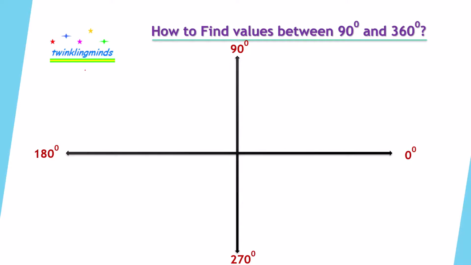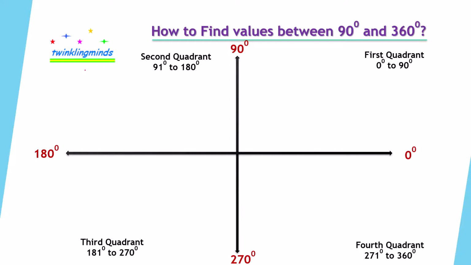A complete full circle. Angle at the center of a circle is 360 degrees. Now we have divided this into 4 quadrants: 0 to 90 first quadrant, second quadrant 91 degrees to 180 degrees, third quadrant 181 degrees to 270 degrees, fourth quadrant 271 degrees to 360 degrees. Let us look at how our 6 trigonometric functions are going to behave in these 4 quadrants.